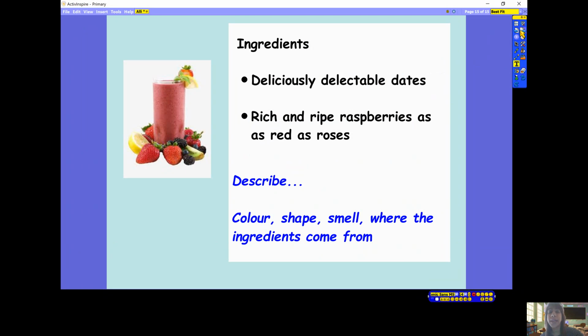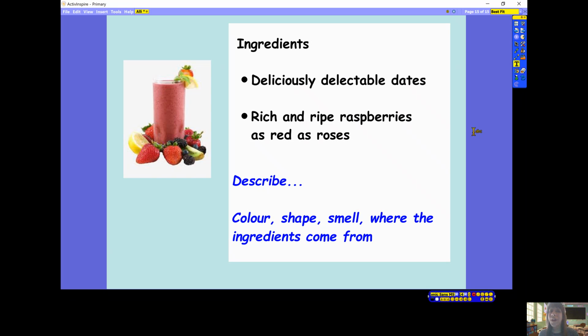So here is my example. So for my ingredients, I have used deliciously delectable dates. So again, I have got rich and ripe raspberries as red as roses, so lots of r sounds in there. Really descriptive, I'm telling you how they taste and what they look like. So those are two examples that I have given you.